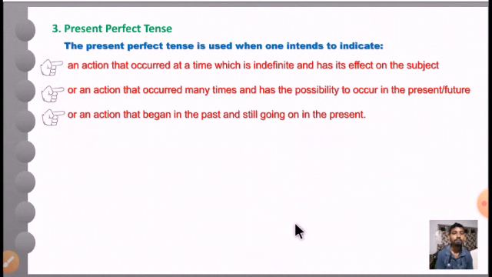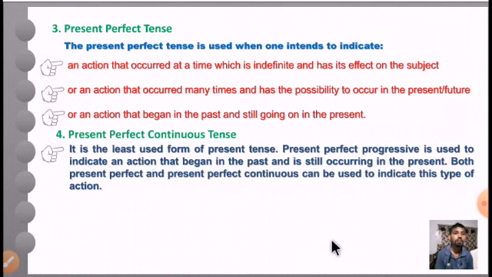Next one is Number 4, present perfect continuous tense. It is the least used form of present tense. Present perfect progressive or continuous tense is used to indicate an action that began in the past and is still occurring in the present. Both present perfect and present perfect continuous can be used to indicate this type of action. That means generally we can use both the tense for the same work.